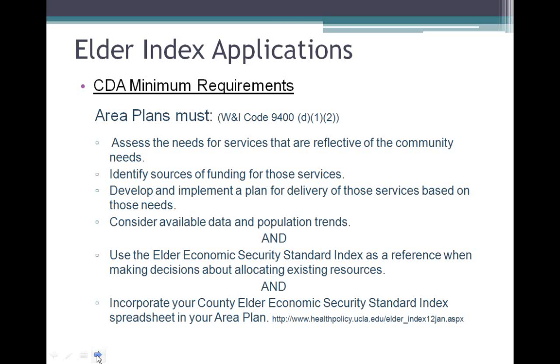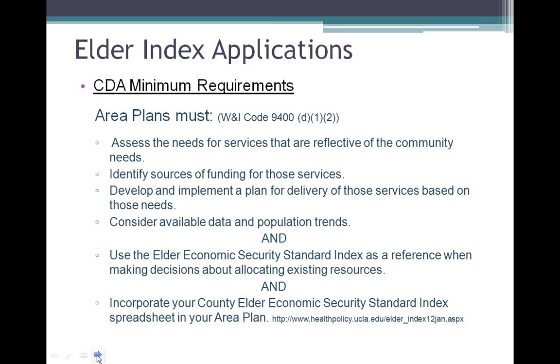Also important to note is that these requirements are applicable only if certain criteria are met. The Elder Index is updated and made available to AAAs. The Elder Index calculations are based on county-level information, and the Elder Index displays each county-specific data.